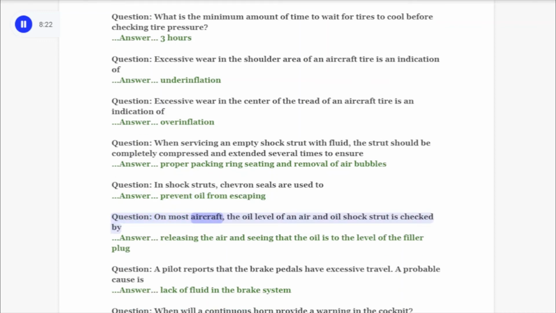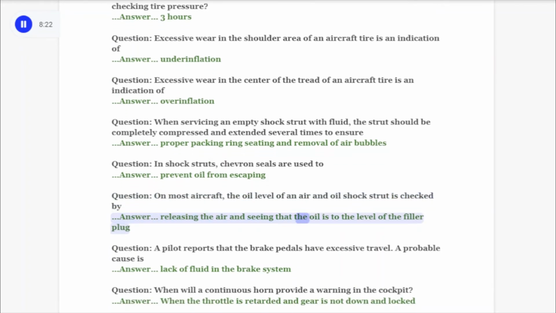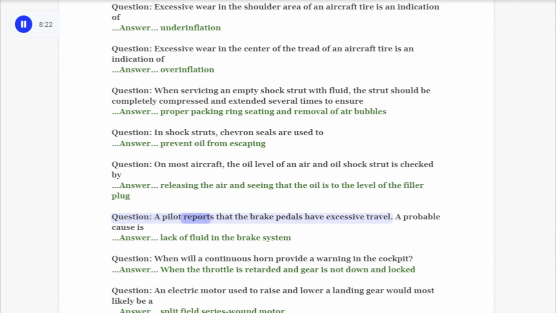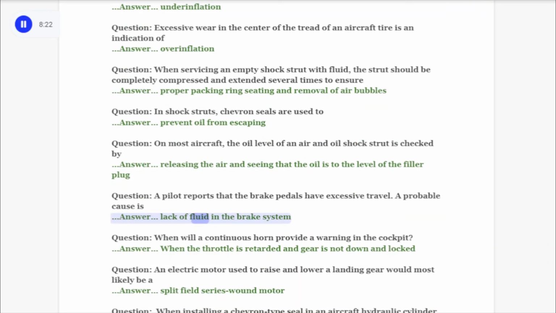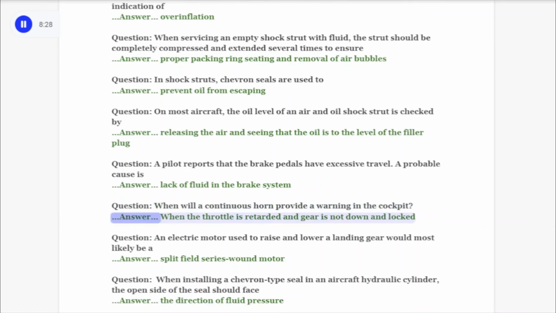Question: on most aircraft, the oil level of an air and oil shock strut is checked by: answer: releasing the air and seeing that the oil is to the level of the filler plug. Question: a pilot reports that the brake pedals have excessive travel. A probable cause is: answer: lack of fluid in the brake system. Question: when will a continuous horn provide a warning in the cockpit? Answer: when the throttle is retarded and gear is not down and locked.